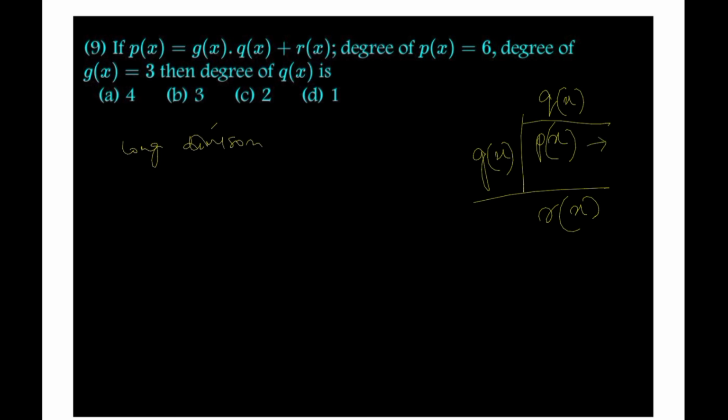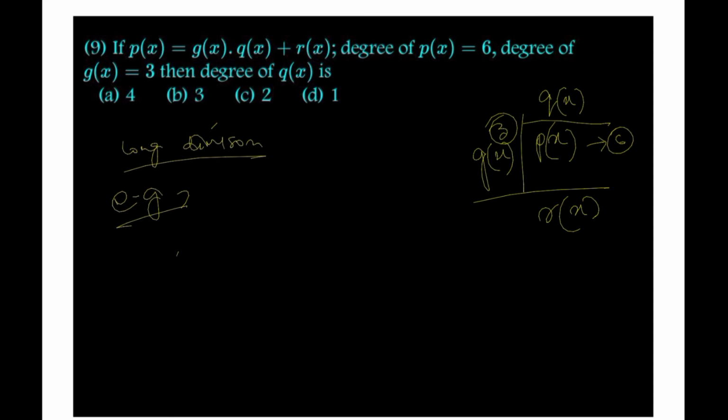In this given question we are given degree of p of x is 6 and degree of g of x is 3. Then what should be the degree of q of x? It is 3. And if you ask me why, I'll say, let's take an example for getting a better picture. Let me show you.